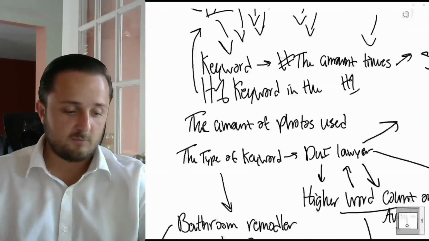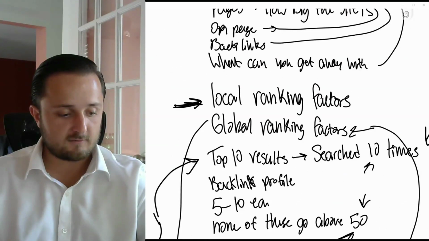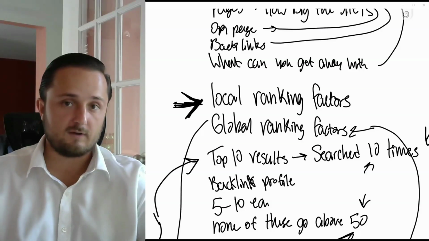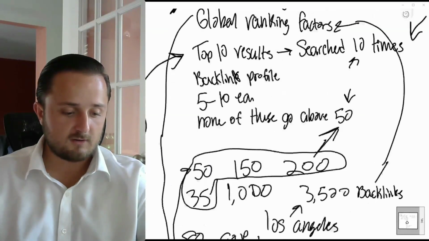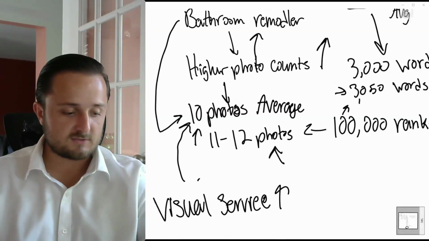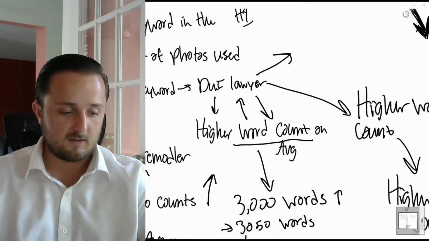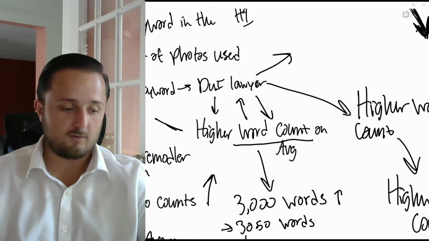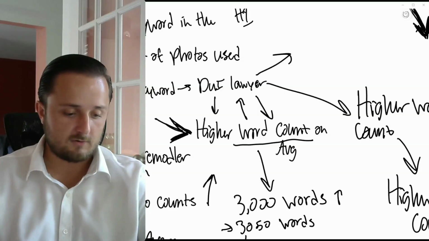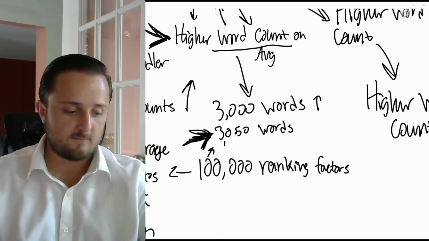Then, as we want to go and rank more locally, we need to get a better understanding of what the local ranking factors are. What is my current competition doing? Does my competition have 10 images? Okay, well then I need to get 11 to 12 images on my website. Does my competition have a higher word count? Okay, well then I need to start aiming for a higher word count.